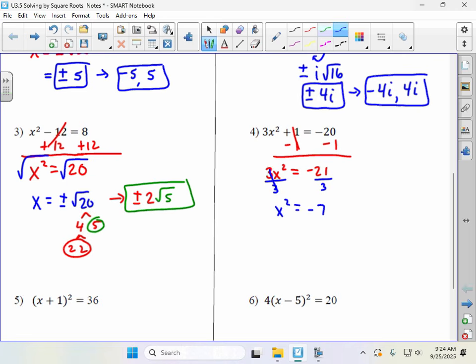All right, now we're going to go ahead and square root both sides. So the left side is x equals plus or minus root negative 7. We got that negative under there, so we're going to pull the negative out. So we get plus or minus i radical 7. And then 7 doesn't simplify any further, and so that's our final answer.